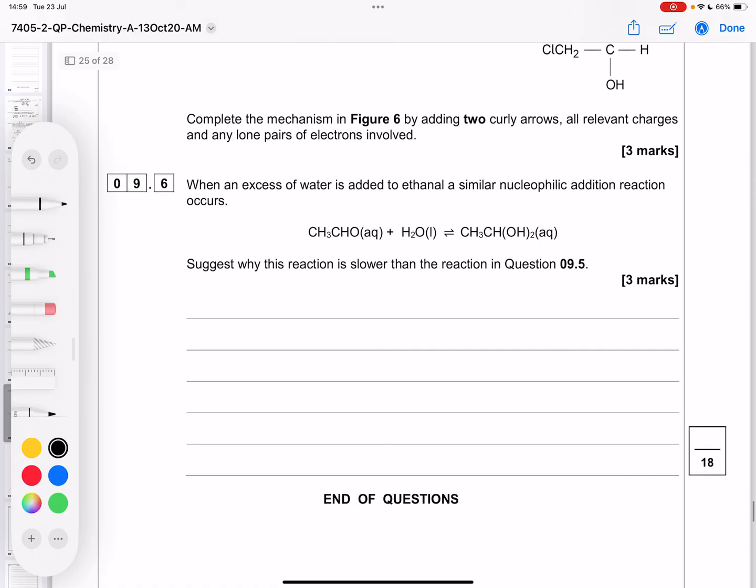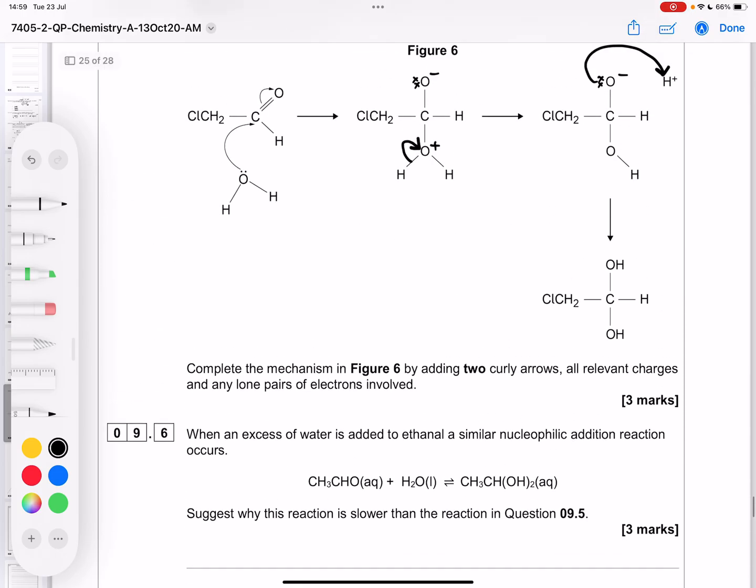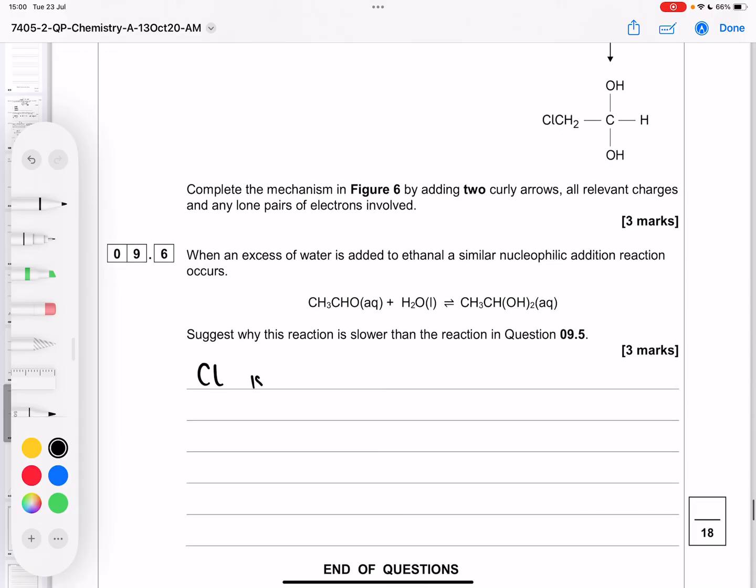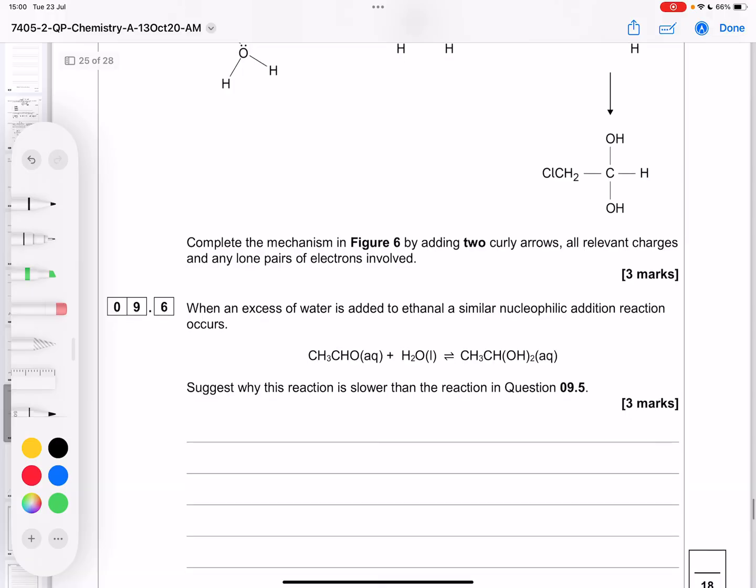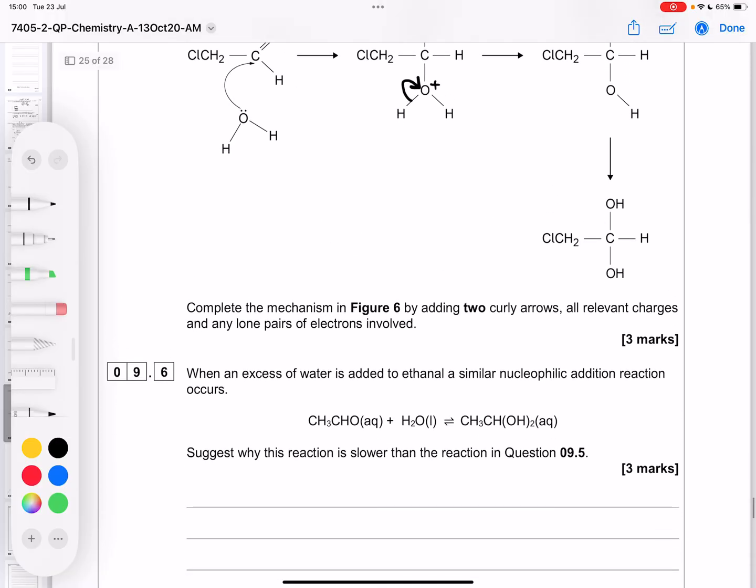When an excess of water is added to ethanol, a similar nucleophilic addition reaction occurs. Suggest why the reaction is slower. So we haven't got the chlorine on now. So what would be the impact of the chlorine? So Cl is electronegative. Is that going to change our answer? Well, why is the reaction slower than the reaction in 9.5?